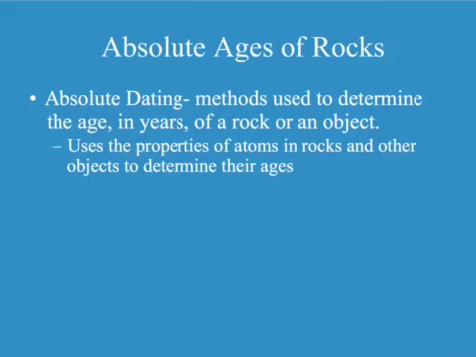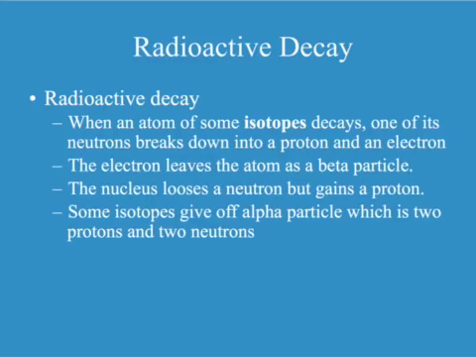In this lecture, we'll talk about how we can get an absolute age on a rock. With absolute age dating, we use properties of atoms in the rock to determine the actual age of a rock versus their relative age. First, let's take a quick review of an isotope. An isotope is an atom that has a different number of neutrons. Same number of protons, but different number of neutrons, therefore different mass.